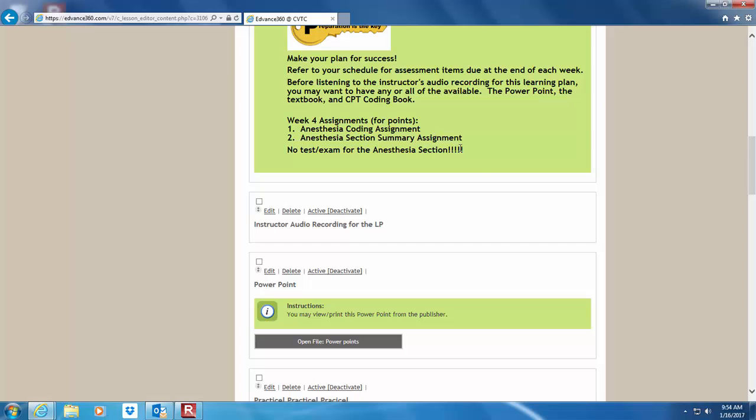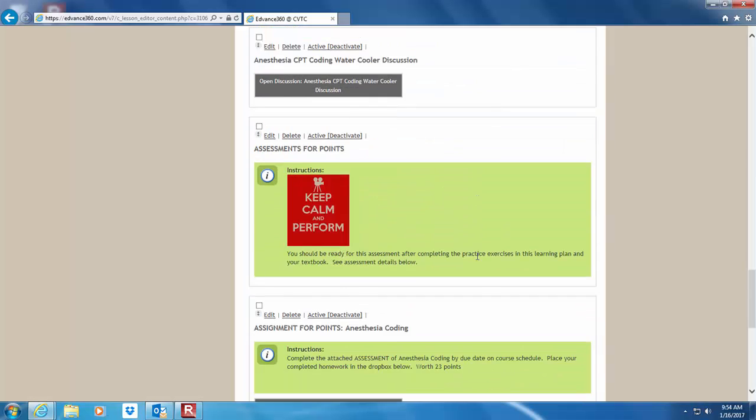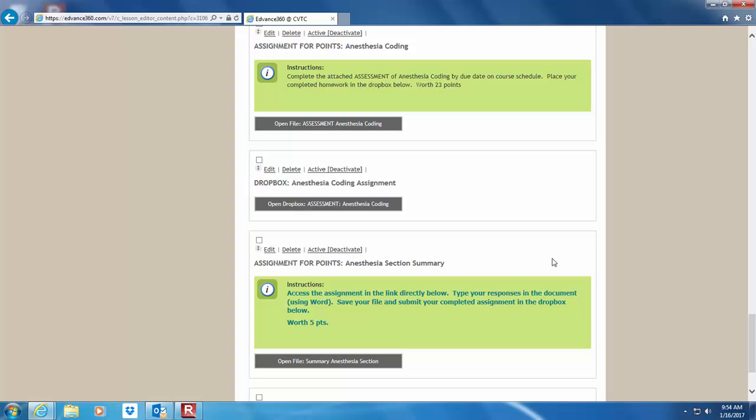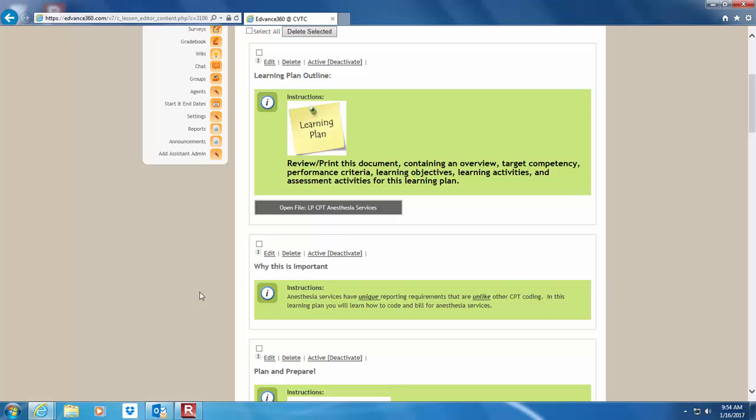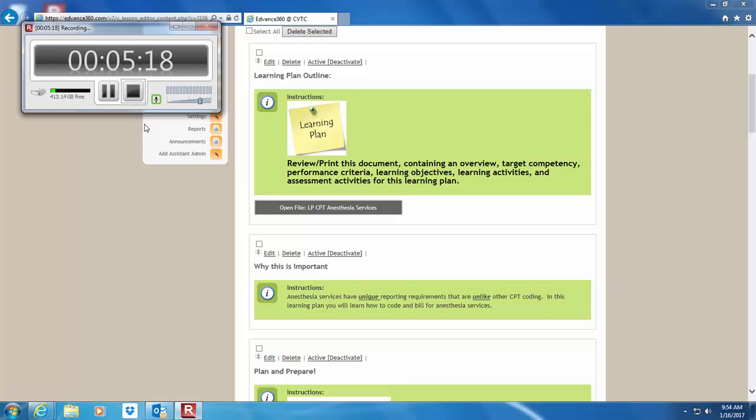The reason I have you do that assignment is to familiarize yourself with that section of the CPT book, because it is quite unique. So no online exam for this particular chapter. Good luck with your anesthesia CPT coding.